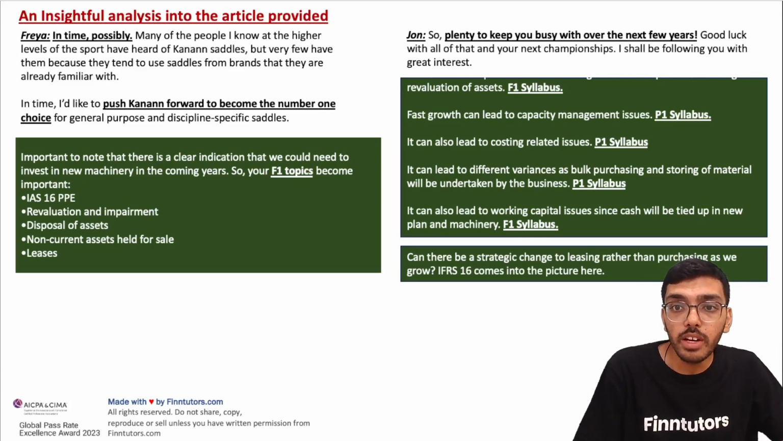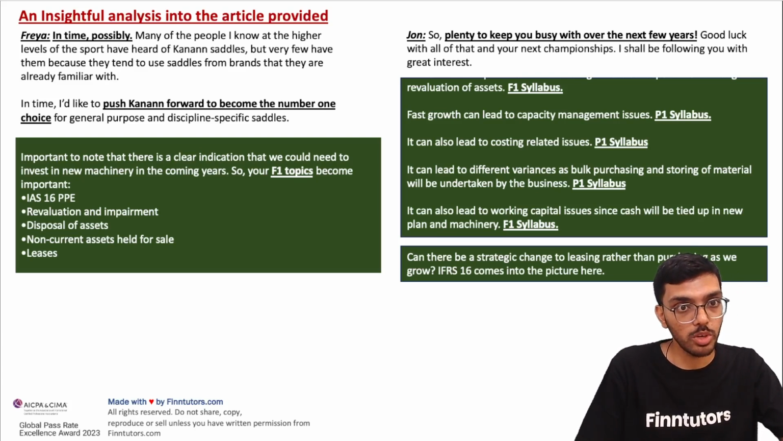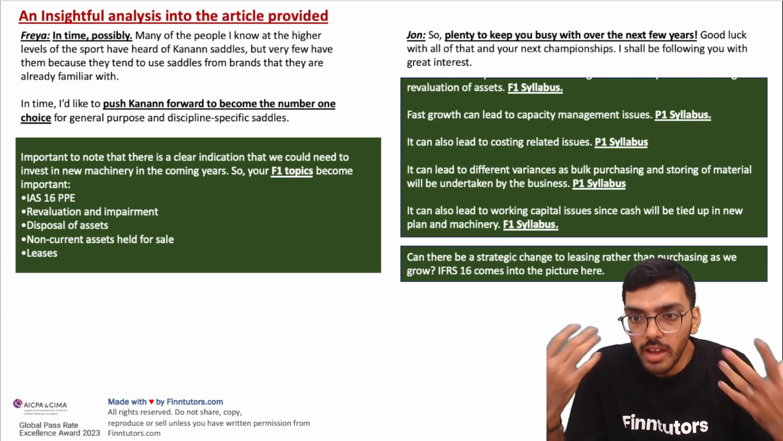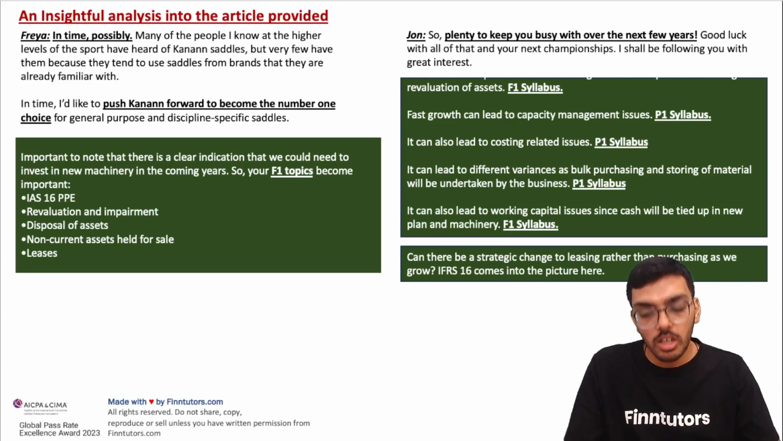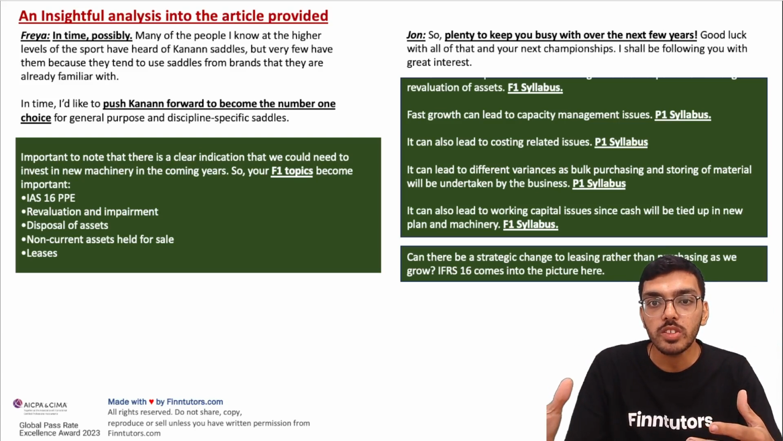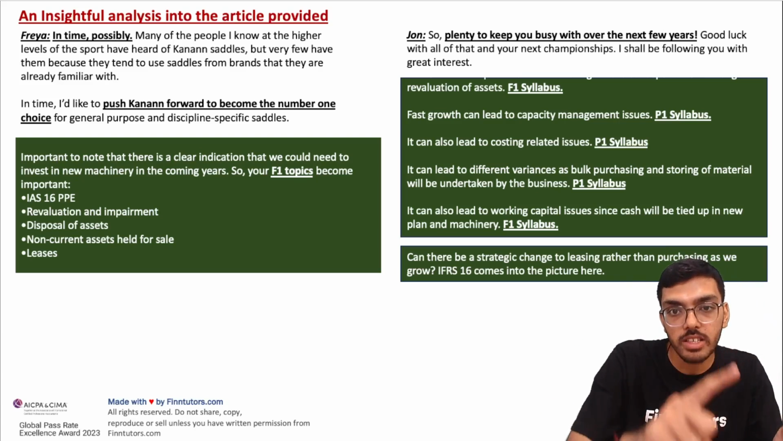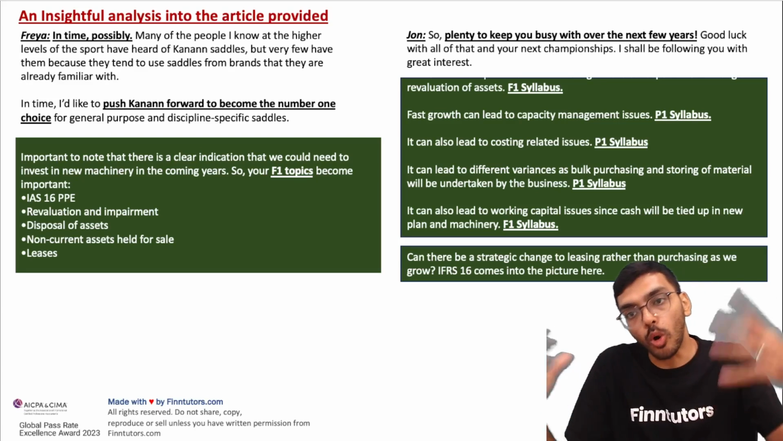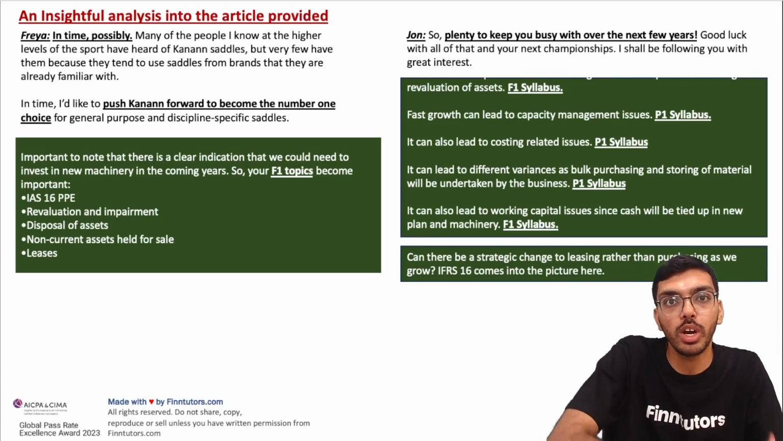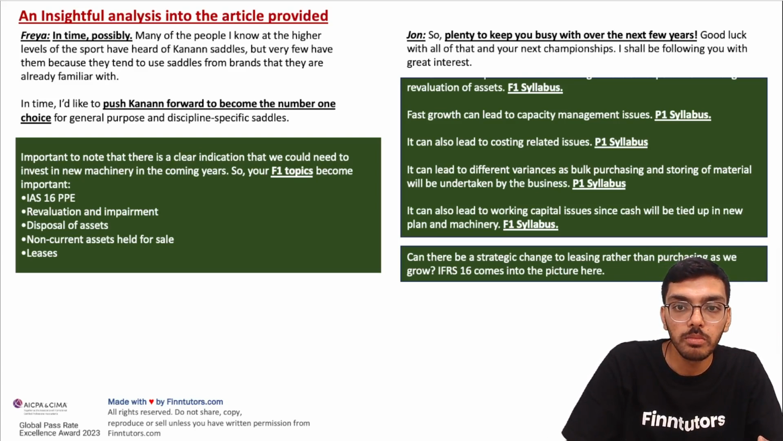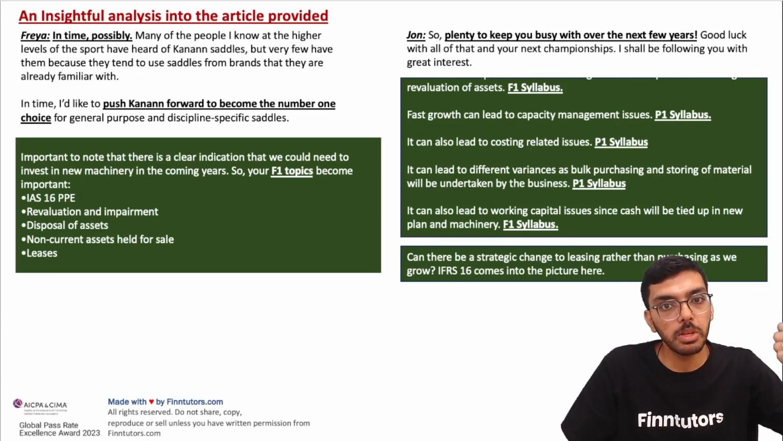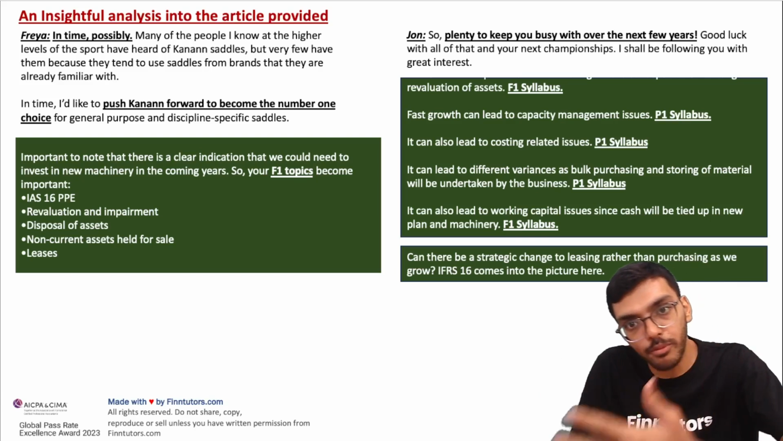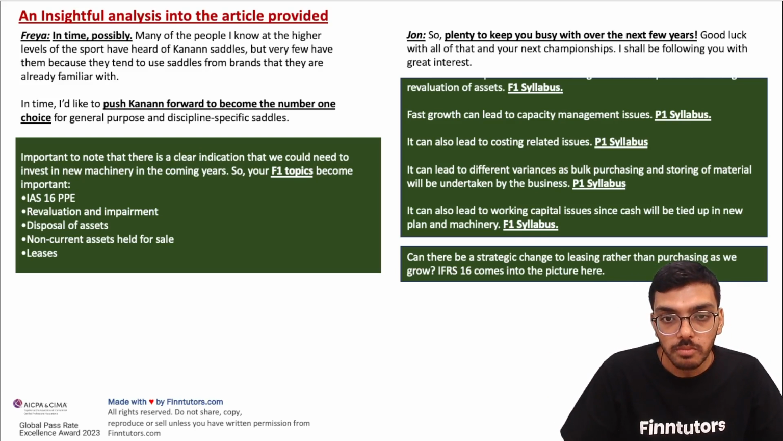Third, it could lead to different variances, because if you are going into a new product segment, then naturally you won't have the knowledge of buying material for that specific new process. So your labor variances, material variances coming to the picture. And all of this can give rise to working capital issues. So working capital, your receivables management, payables management and working capital cycle from your F1 syllabus becomes very important.